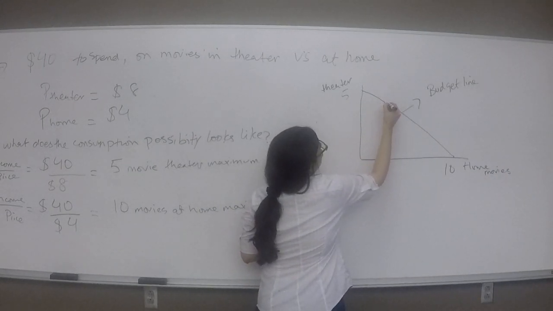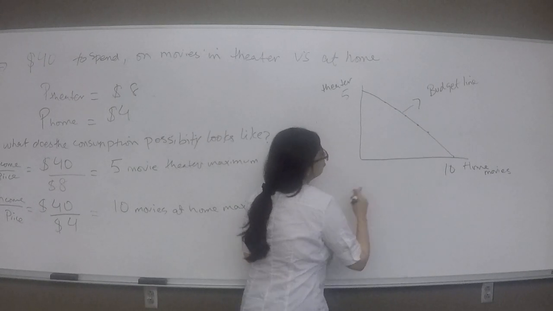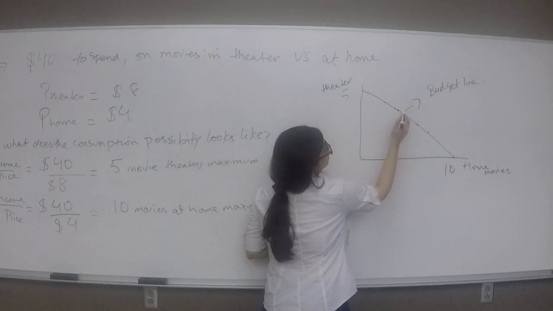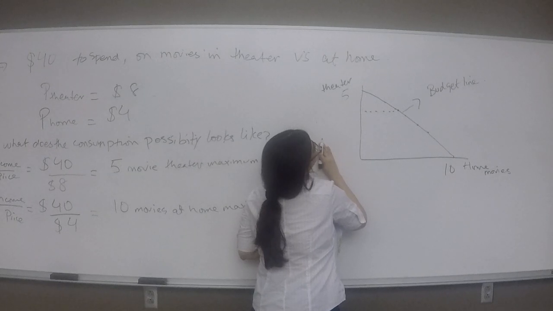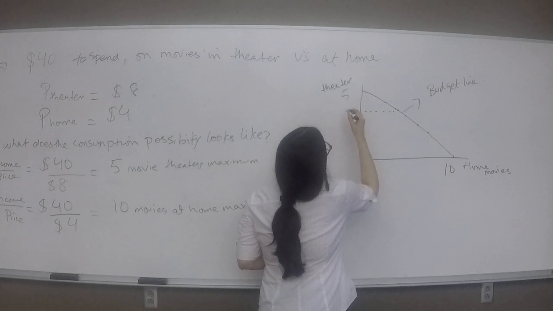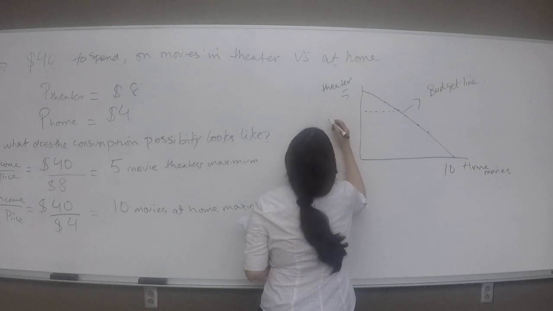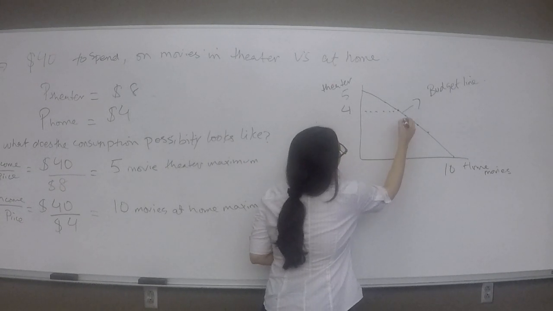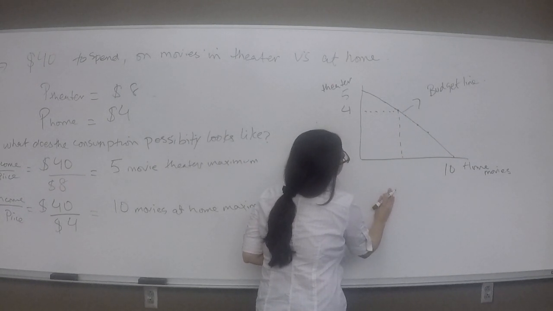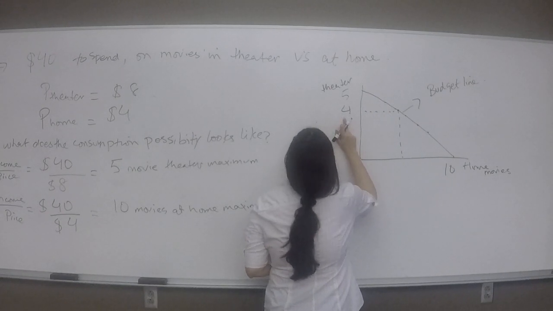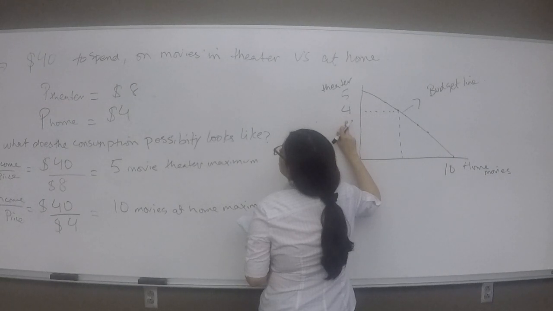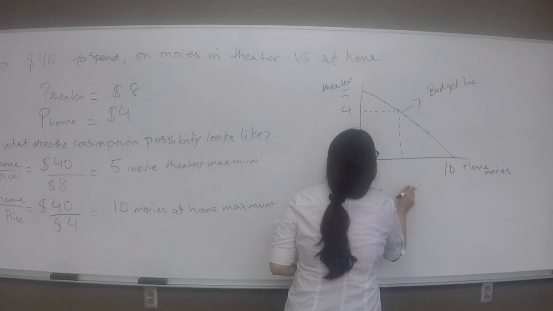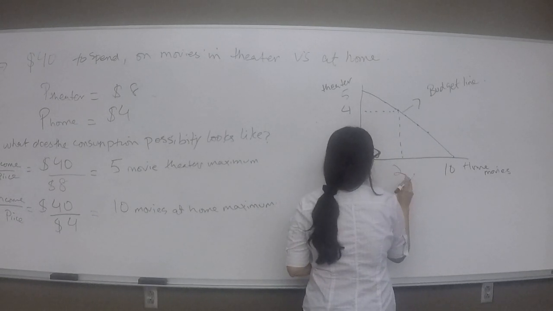At any given point on this budget line, you could be doing a combination of both activities. So at this point on the budget line, you could be watching four movies in the theater. If you watch 4 movies in the theater, you have $8 left, right? And with $8, you can watch 2 movies at home.